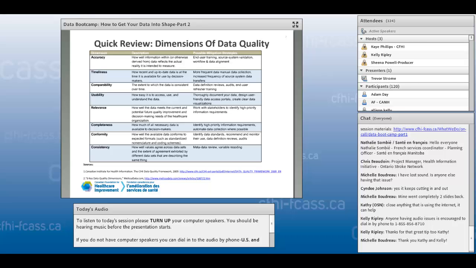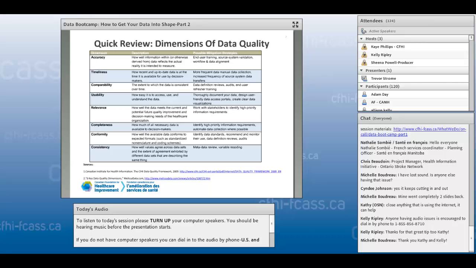accuracy, how well the information reflects the actual reality it's intended to measure, the timeliness of the data, comparability, which is the extent to which the data is consistent over time. Usability is a key aspect that we're going to talk a little bit about in more detail today, but that's how easy the data is to access, use, and understand. Related to usability, actually, is the relevance of the data, how well the data meets the current and potential future quality improvement requirements of the organization.